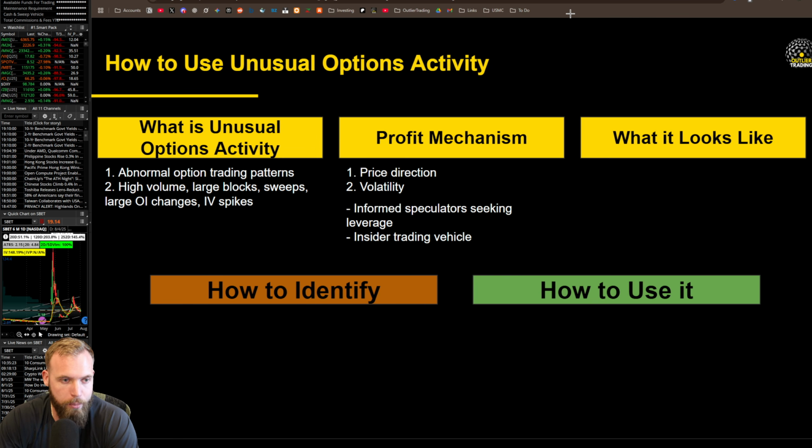So what are the profit mechanisms here? For those that don't know, I use what I like to refer to as the outlier strategy process, and I'll throw a link to that below. But this is the base for anything that we're going to try to build to trade. So the overall market effect here is unusual options activity, but we need to identify how we can actually monetize it. And there's two primary ways: through trading the direction, so price direction via continuations, and then volatility, which we'll talk about both of those.